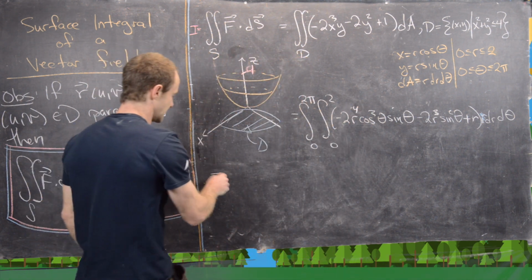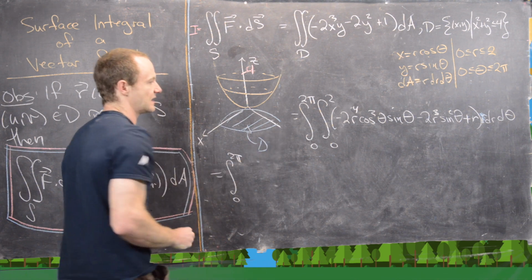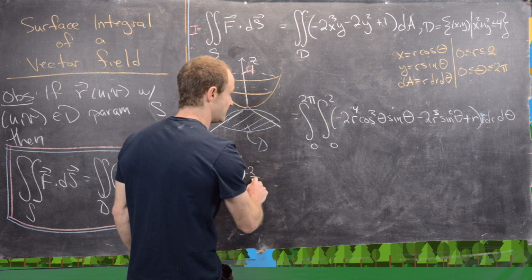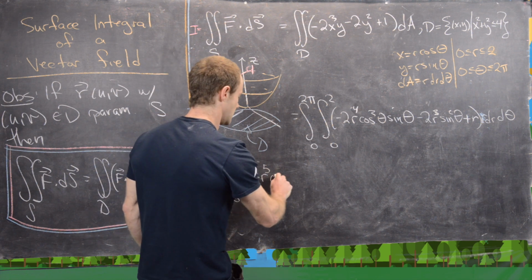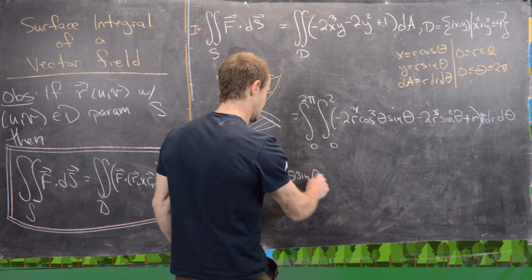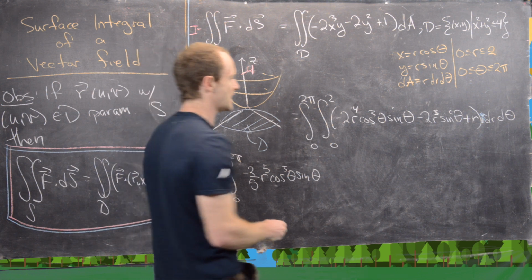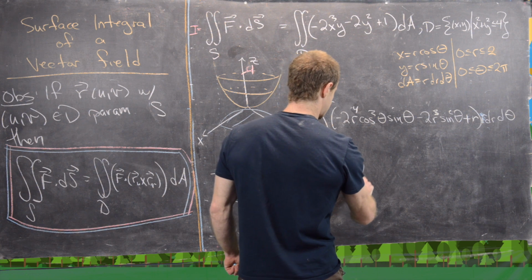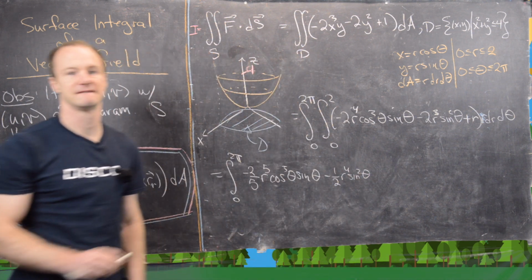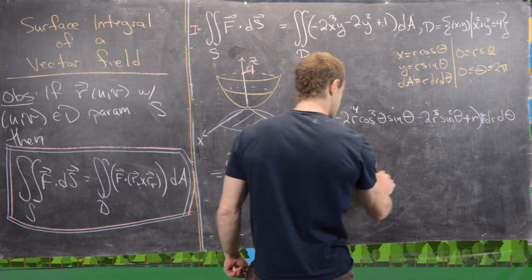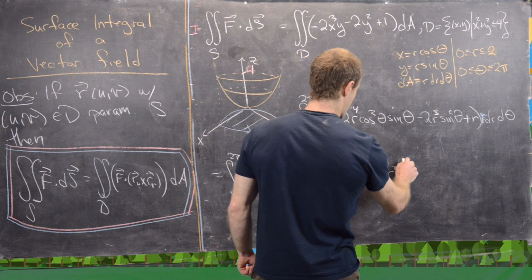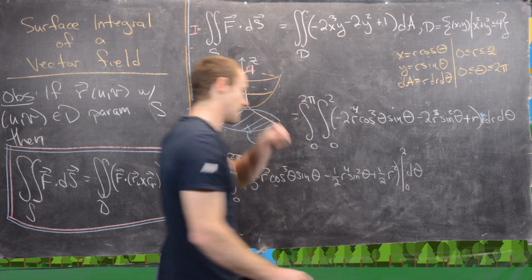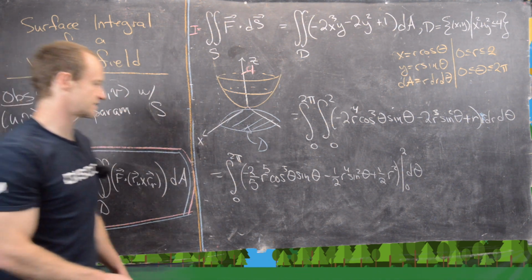So that's going to give us the integral from 0 to 2 pi. Now let's take the antiderivative of that with respect to r. That's going to be minus 2/5 r to the 5th cos cubed theta sine theta, and then minus a half r to the 4th sine squared theta, and then plus 1/2 r squared. Now we're evaluating that from r equals 0 to 2, and then we have a theta integral in the end. Let's see what we get for that.